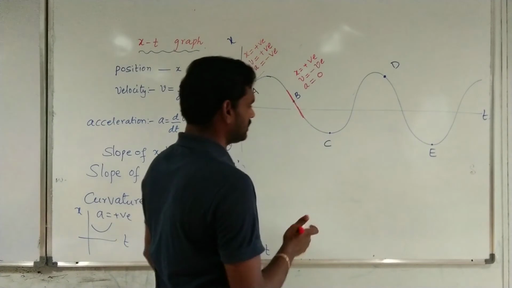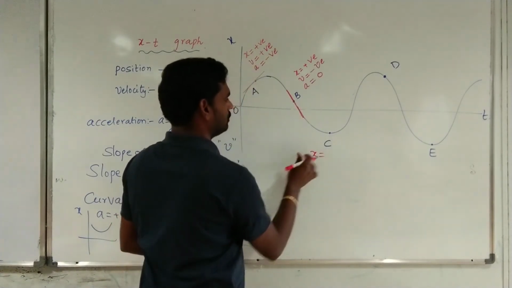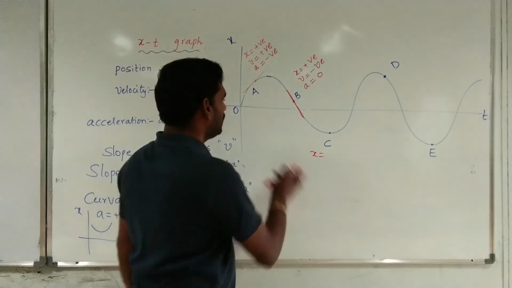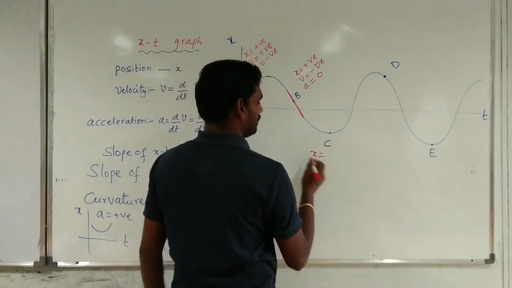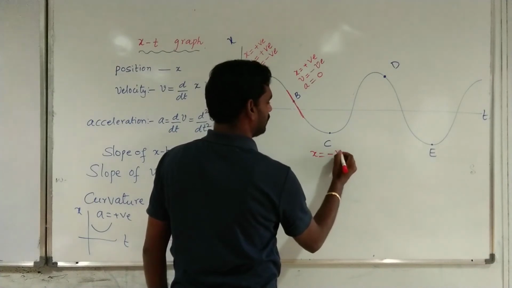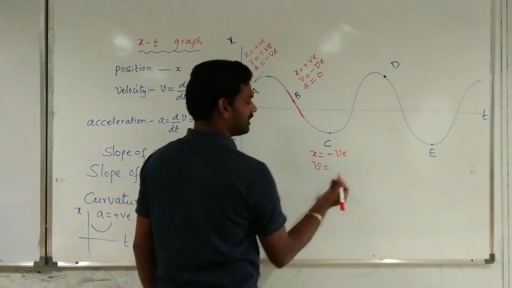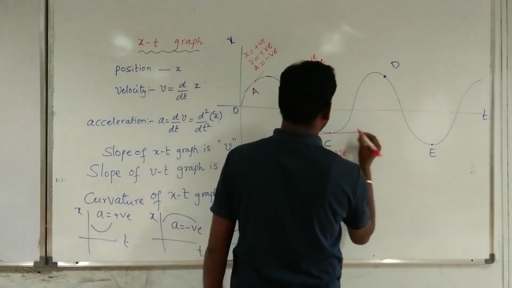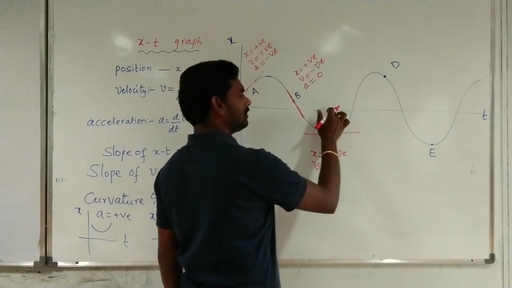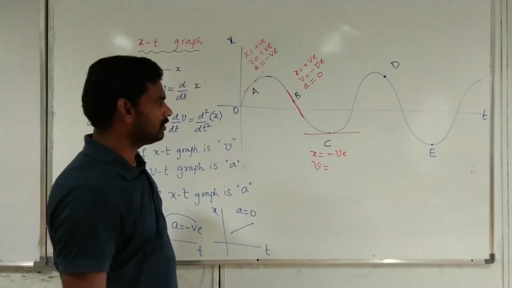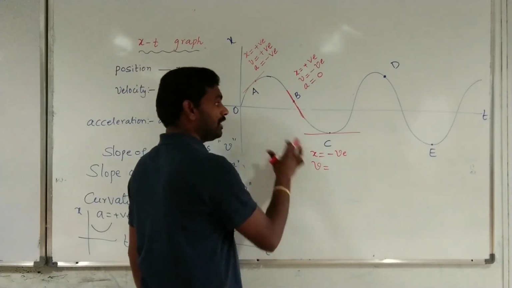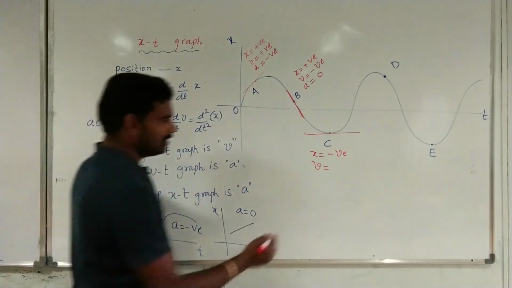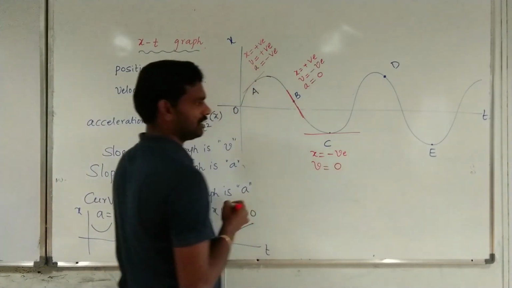And come to point C. This point C is below the x axis, so it is in the negative quadrant. So position x is negative here. And what about velocity here? To find the velocity we need to draw a tangent. This tangent is parallel to the x axis, so the slope is equal to 0. The slope of the x-t curve is nothing but velocity, so velocity is equal to 0 here.